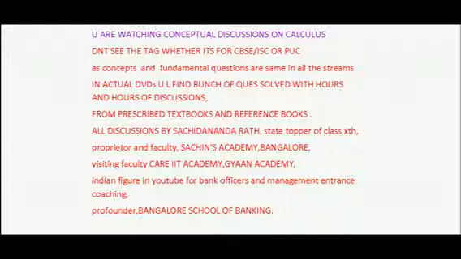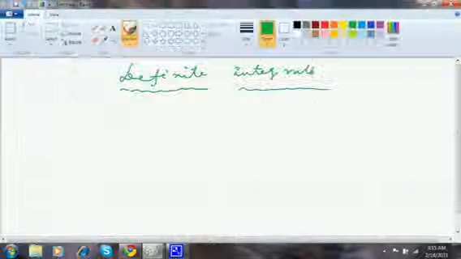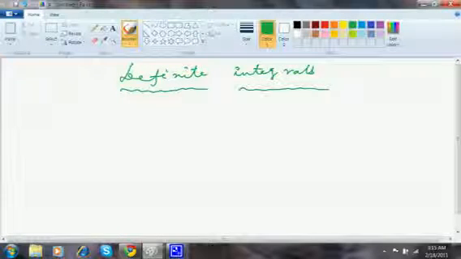Now I'm discussing definite integrals. If I'm given a question, integrate 1 to 3 x to the power 4 dx. So the integration of x to the power 4 dx is x to the power 5 by 5 plus c. The basic difference is, in this case you won't write this plus c.